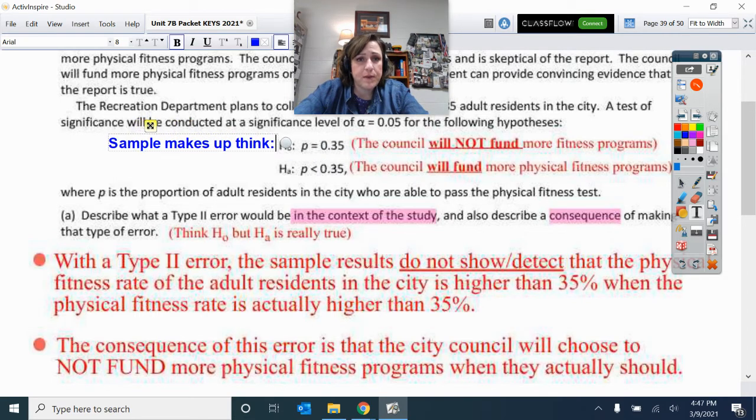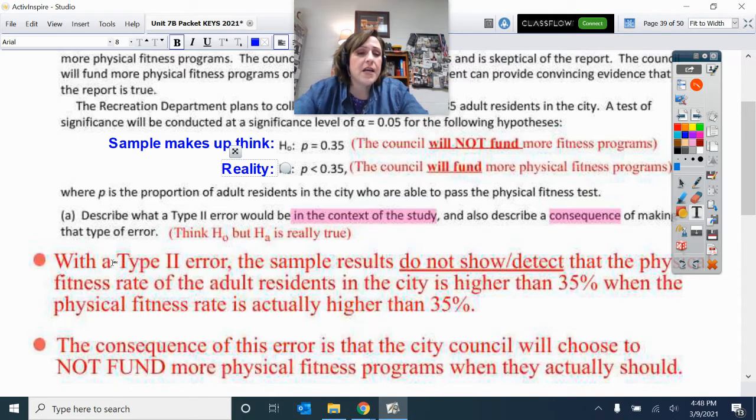Sorry, my bad. Our sample makes us think that the proportion of adult residents in the city who are able to pass the physical fitness test, they defined what p is here, is still 35%, when in reality it is actually higher. So we need the council to fund more physical fitness programs, but we did not detect that.